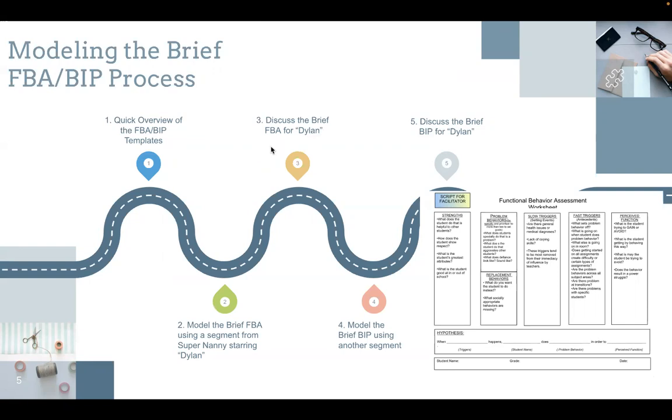Now, in week 6, we're going to do 4 and 5 here. I'm going to model the BIP using another segment of the same Super Nanny episode starring Dylan, from about 10:50 to 21 minutes. I'll go over the forms with you in a second for the brief BIP. I also want to review a little bit about what we said for Dylan last time in his brief FBA before we move on to the BIP. Then I'll have you watch the episode, complete the brief BIP for Dylan, and then I'll debrief. Then you'll try the same process again with your student, and you'll upload both the brief BIP for Dylan and the brief BIP for your student to the discussion board in week 6, and we'll give one another feedback again.